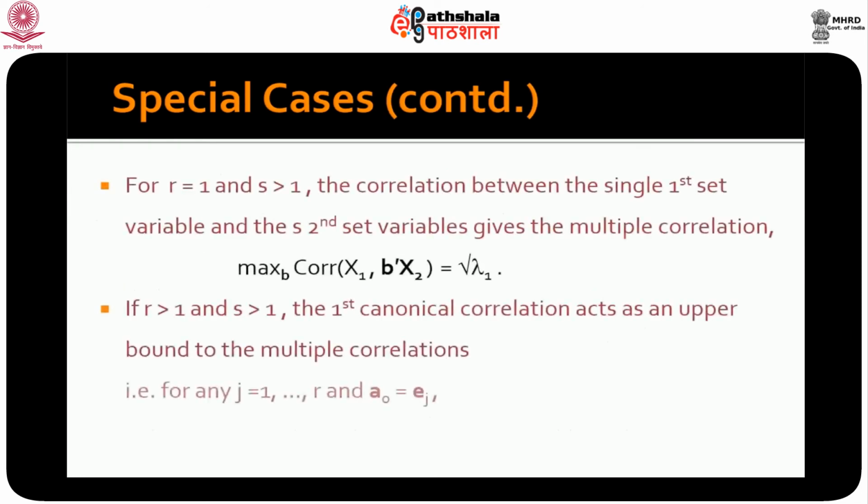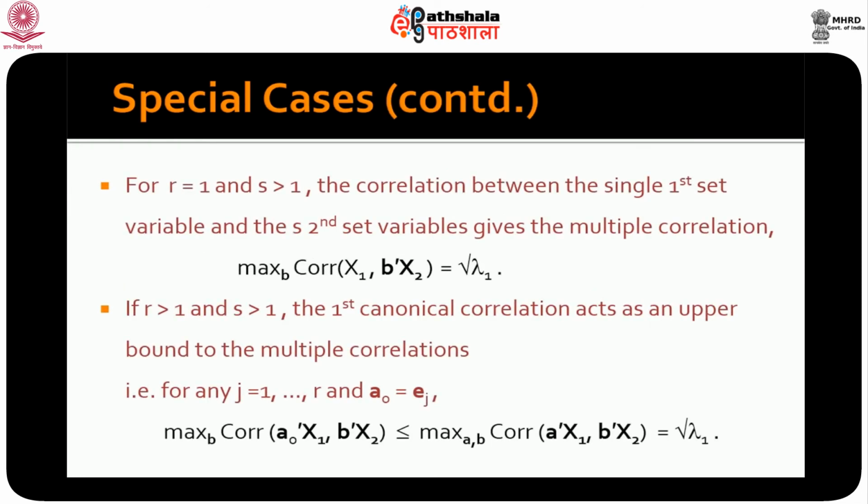Next, let us look at how the multiple correlations are related to the canonical correlations. Now recall that if I look at one variable from the first set and all the variables from the second set, then this would be given by the maximum correlation between x1 and b prime x2. This is what we call the multiple correlation, and this would be equal to square root of lambda 1.